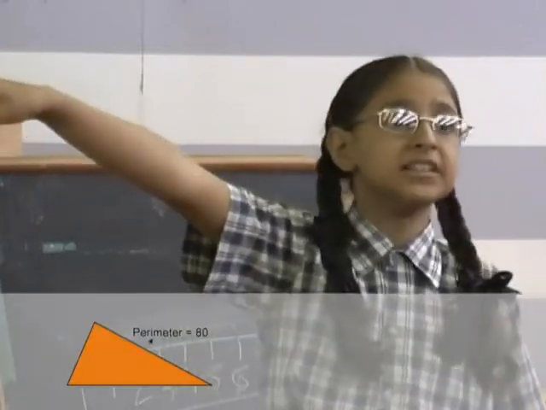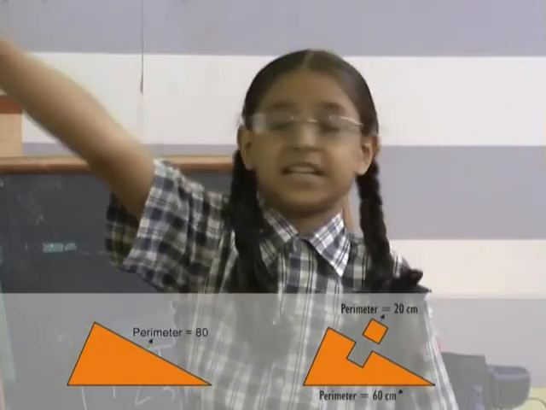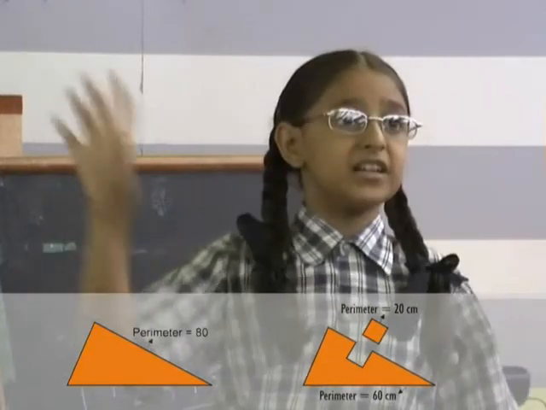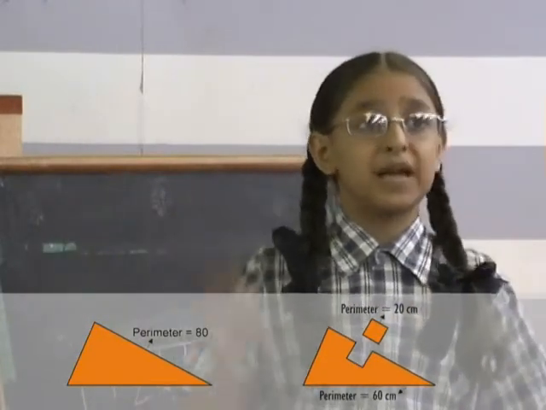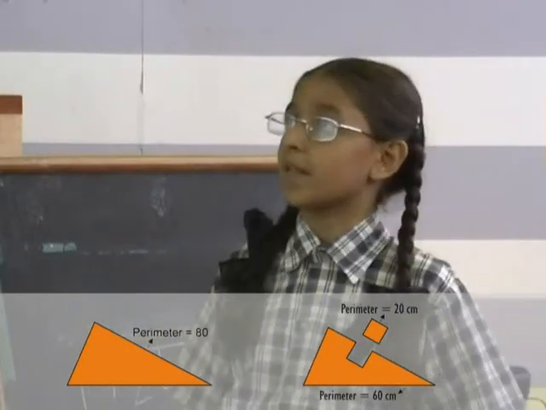The full triangle was of 80 centimeters, and we cut out 20 centimeters. It is written cut off 20 centimeters. So the remaining will be... So what is 80 centimeter? The full triangle's perimeter. What do you mean by perimeter? Friends, listen to her. What is perimeter?